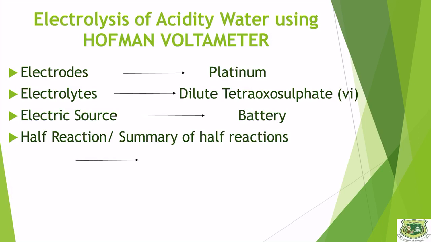Then at the anode, we have 2 ions. We have tetraoxosulfate 6 ion and we have the hydroxyl ion. It will lead us to know which of these ions can be what? Discharged. Remember in our last term, we talked about preferential discharge of ions. There are 3 factors that will aid in the preferential discharge of an ion. Number 1, we have the nature of the electrode. We have the concentration of the ion. Then the third one is position of the ion in the electrochemical series.